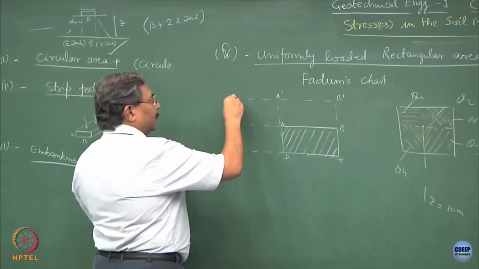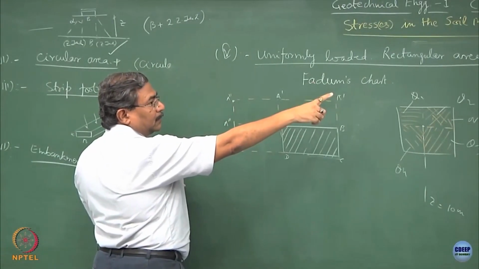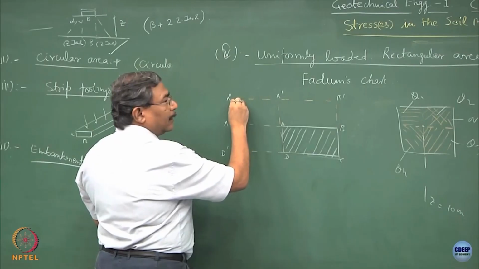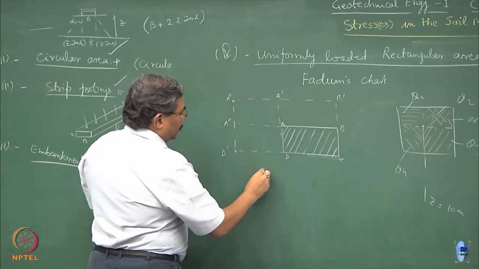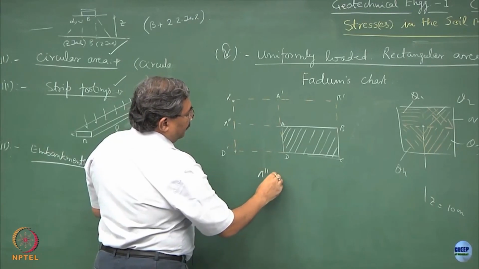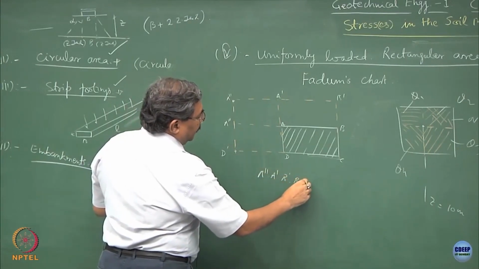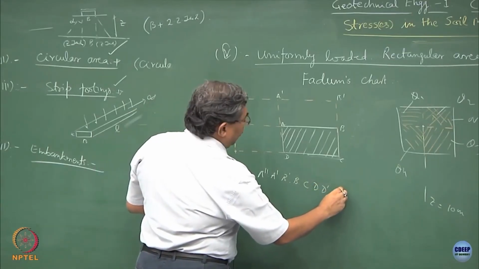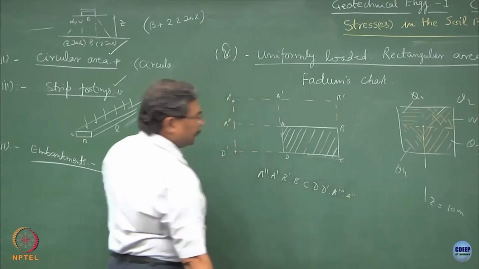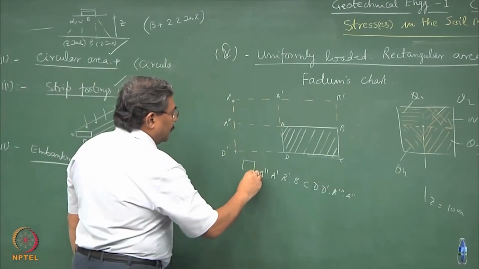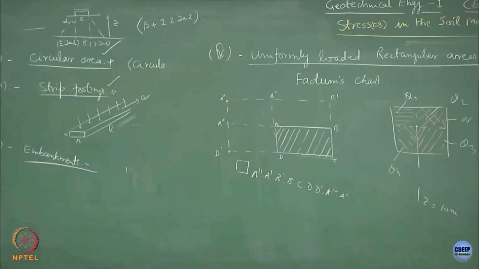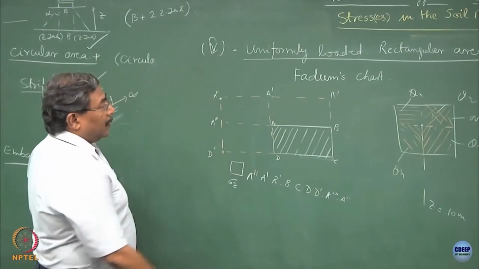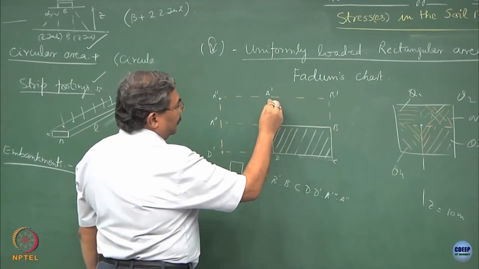So, if I have to find the state of stress at this point using these charts at depth z, I will find it with the whole thing as the rectangle. So, A double prime, A prime, B prime, B, C, D, D prime, A triple prime, A double prime, clear. So, this becomes my rectangle. First compute the state of stress through this. This area does not exist, clear.